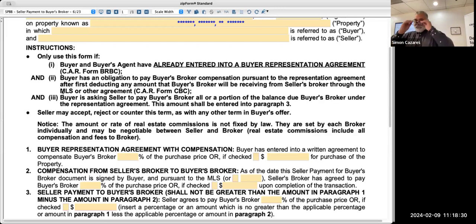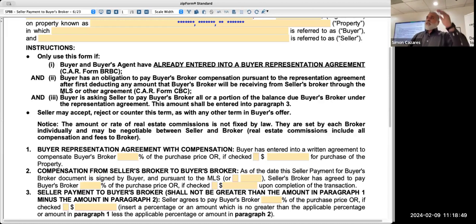Make sense? Okay. All right, so section 3 goes into: buyer is asking seller to pay buyer's broker all or a portion of the balance due buyer's broker under this representation agreement. This amount shall be entered into paragraph 3.